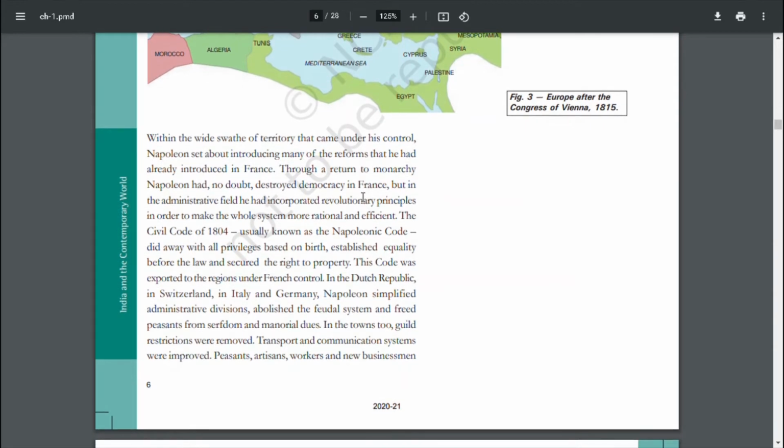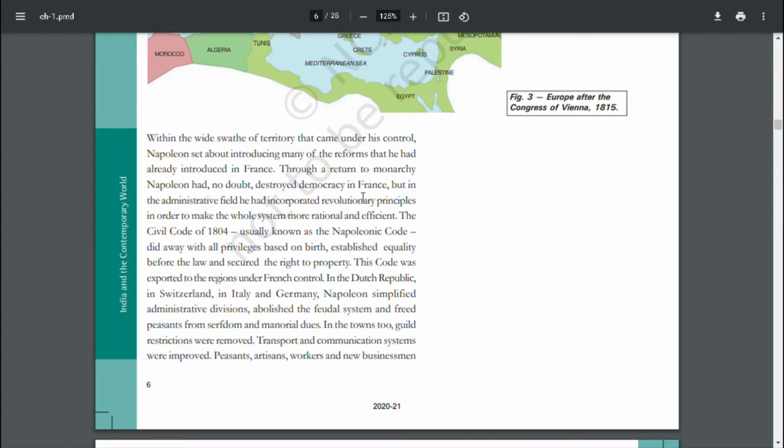Within the wide swath of territory that came under his control, Napoleon set about introducing many of the reforms that he had already introduced in France. Through a return to monarchy, Napoleon had no doubt destroyed democracy in France, but in the administrative field he had incorporated revolutionary principles in order to make the whole system more rational and efficient.